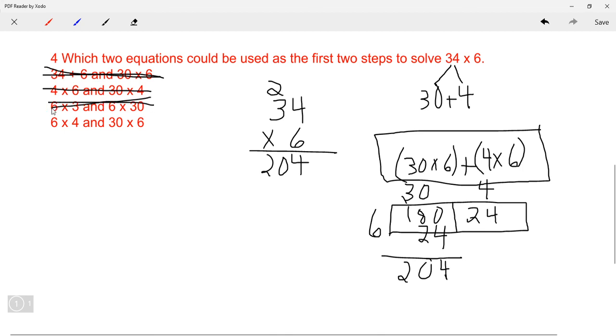And then let's see, what is this one? 6 times 4 and 30 times 6. Now, we do have the 30 times 6, right? But then this one says 6 times 4 instead of 4 times 6. And in multiplication, just like addition, with the commutative property, it doesn't matter what order they're in. So, the answer is D. Even though we wrote it as 4 times 6, 6 times 4 is exactly the same. So the answer would be D.